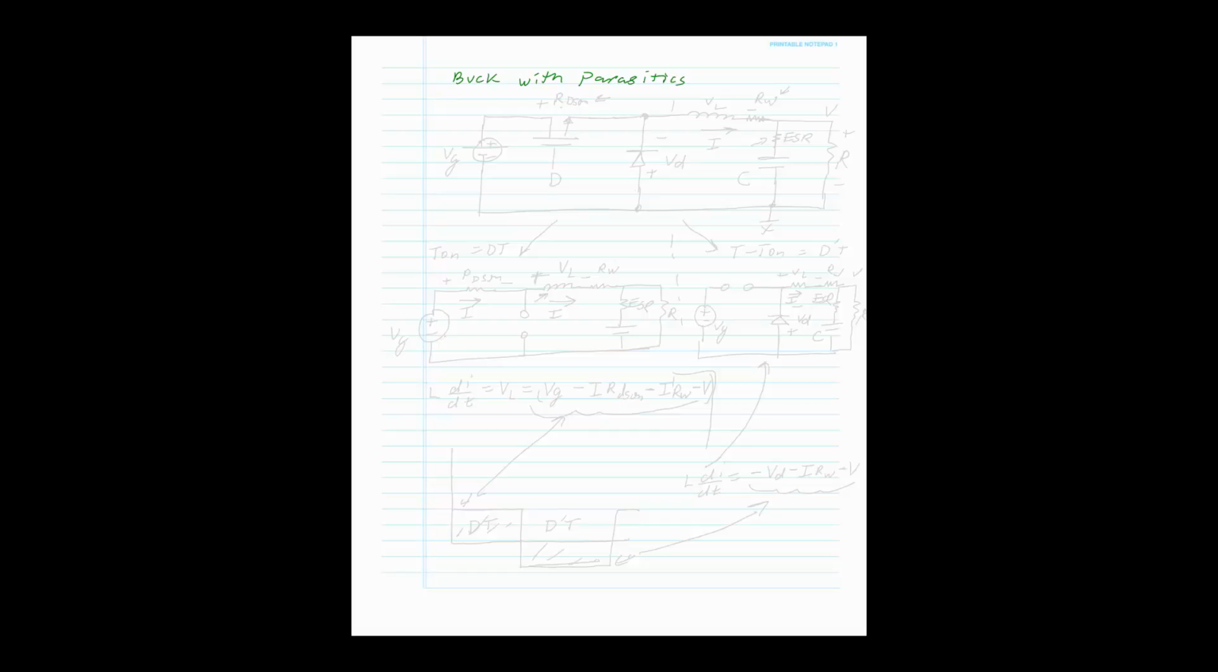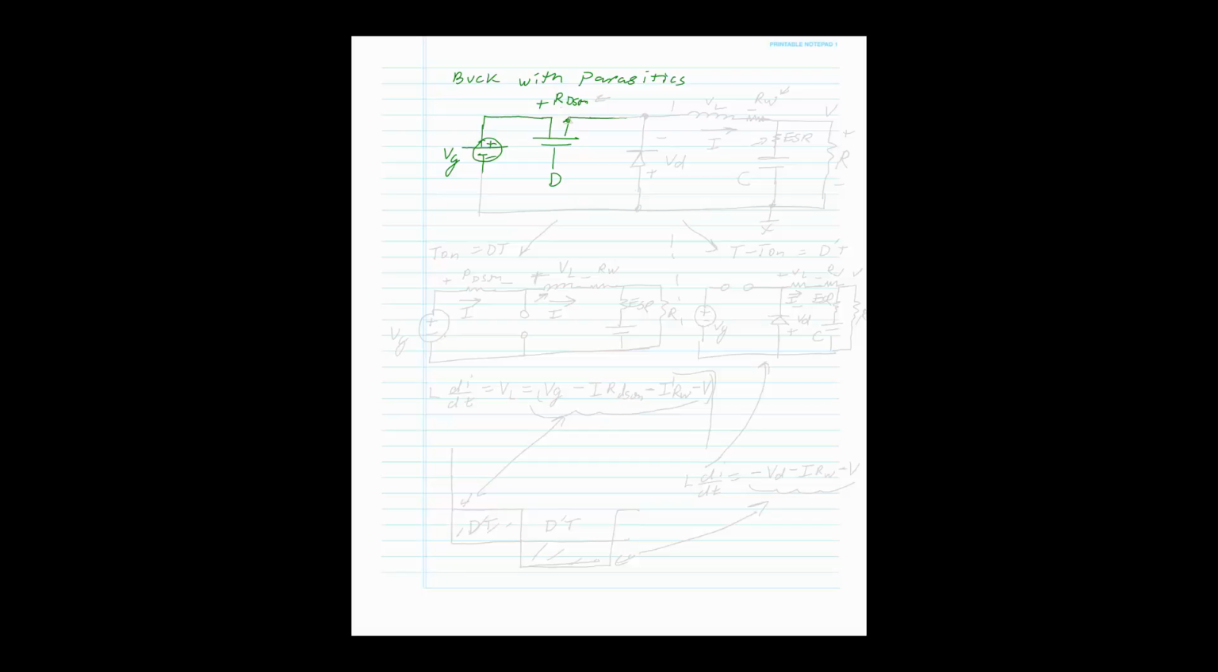Okay, so the parasitics we're going to look at first here. You're going to see that this is the Vg. Sometimes I'll draw a circle and put a plus minus. Sometimes I'll just draw a DC voltage. And we'll look at the switch effect with the control element D. And now we'll notice that this switch is going to have an RDS on.